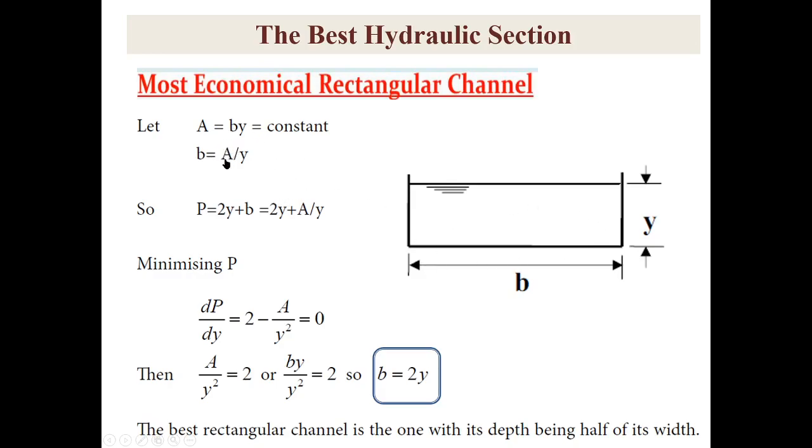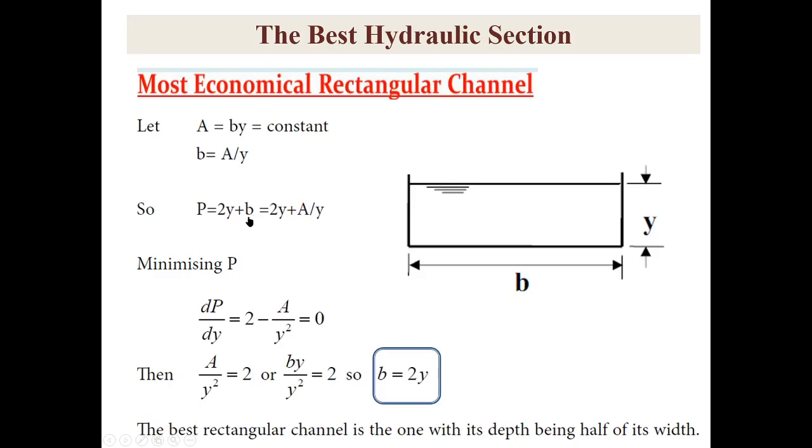Okay, from here I know that B equals A over Y. Area is B times Y, therefore B equals A over Y. So how can I calculate wetted perimeter? Easily by summing these three sides. Therefore, wetted perimeter equals 2Y plus B. And from here I know that B equals A over Y. Therefore, I can say that the wetted perimeter P equals 2Y plus A over Y. You can ask, why do we have to replace B with this A over Y?